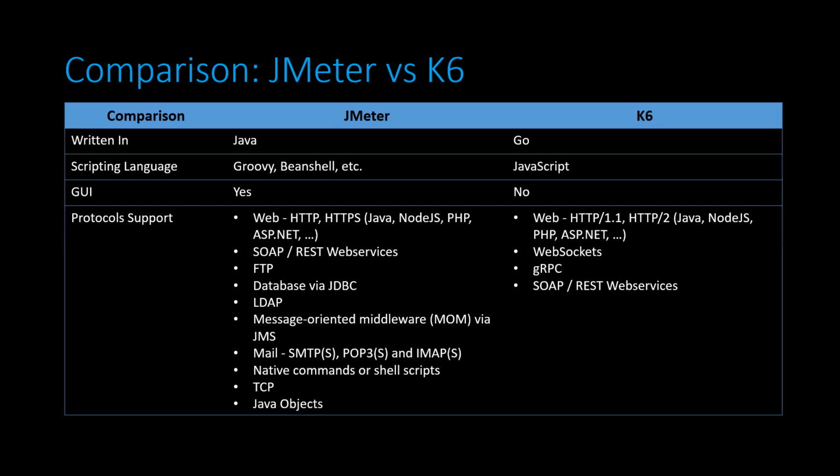Okay, JMeter provides a large set of protocol support, whereas in K6 there is limited protocol support. However, this list is growing. So out of the box, JMeter provides support for FTP, JDBC, LDAP, okay, and then SMTP, POP3 or IMAP support is also there. There is TCP/IP and then Java objects as well.